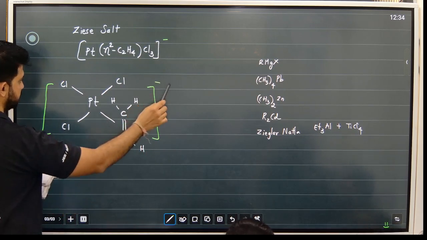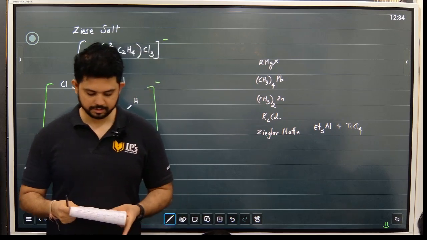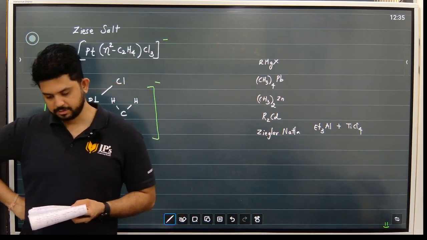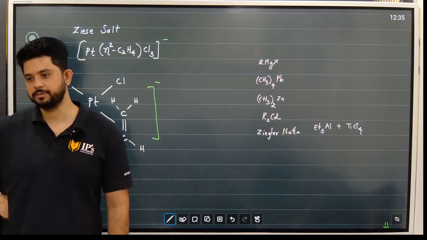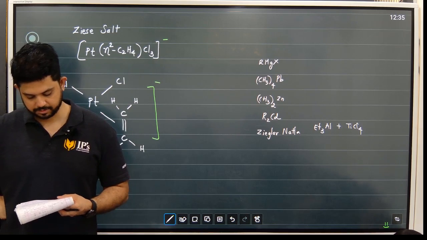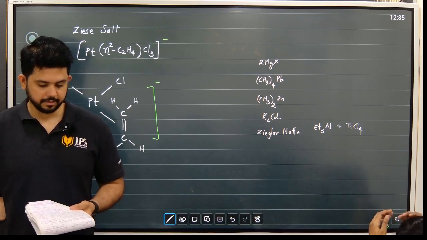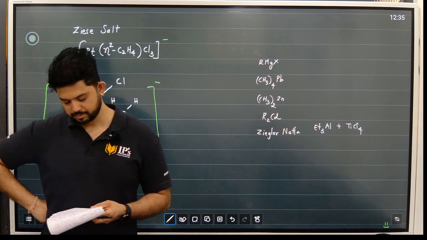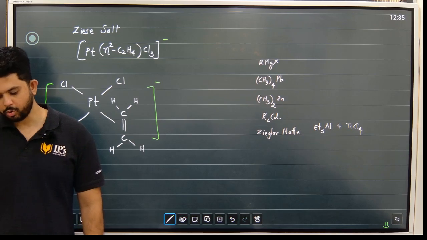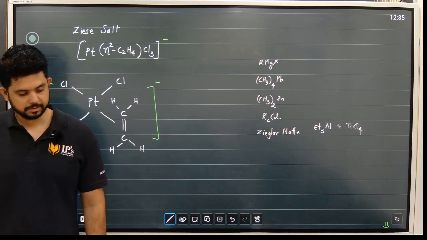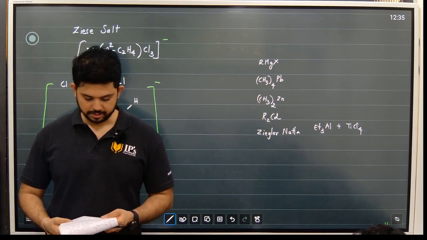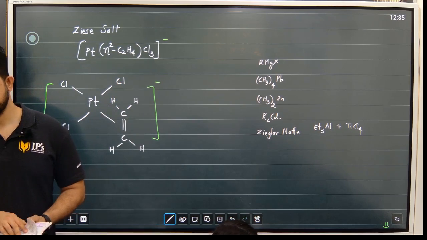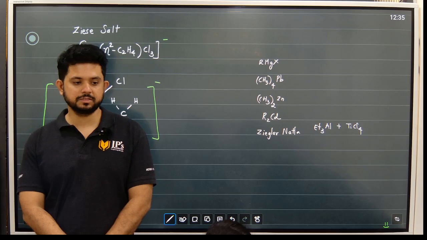Next point. Pi bonding here does not indicate the nature of the bond, since the overlap is usually both axial as well as lateral.